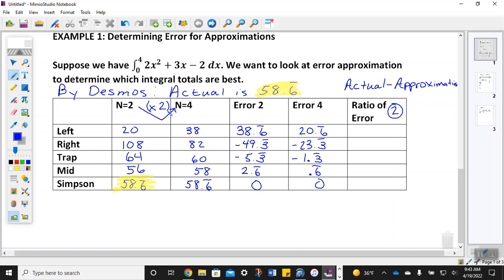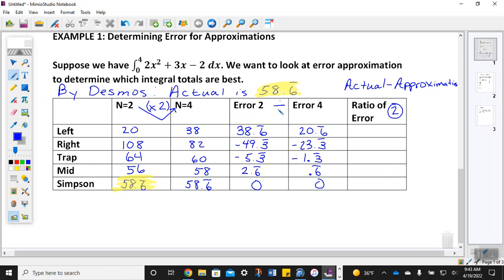All right, here's what we're going to start looking at, the ratio of errors. We're going to take the error 2's and divide them by the error 4's, and I want to talk about what's really going on here. We're going to take all of our error 2 values and divide them by the error 4 values. Now, Simpson's rule, I'm going to pretty much have to tell you that, because in Simpson's rule we're going to have 0 divided by 0. That's considered an indeterminate. We can't do that, all right? But I will talk to you about this.